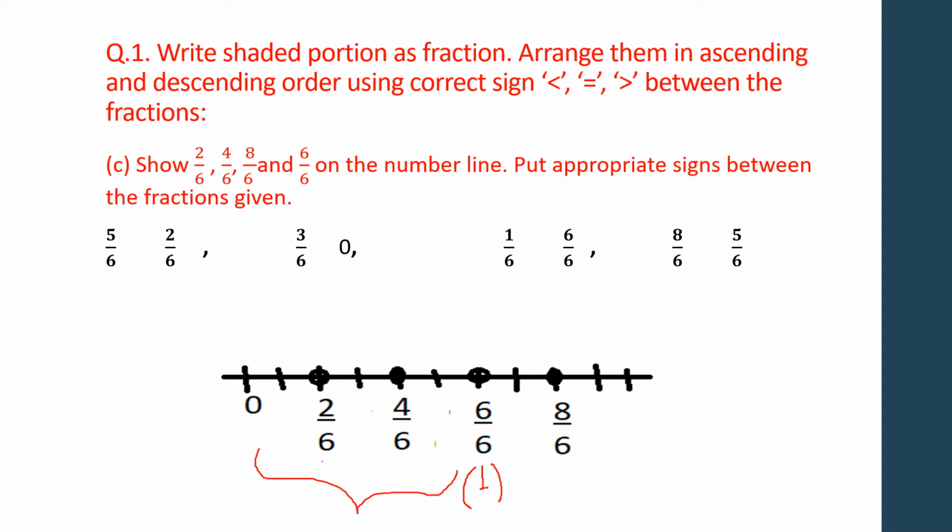2 by 6, 4 by 6, 6 by 6 and besides 6 by 6 we have 7 by 6 and the next one is 8 by 6. Now let us compare. 5 by 6 is greater than 2 by 6. 3 by 6 is greater than 0. 1 by 6 and 6 by 6. So 6 by 6 means 1. So 1 by 6 is always smaller than 1. So here we have 8 by 6 and 5 by 6. Now 8 by 6 is greater than 5 by 6.